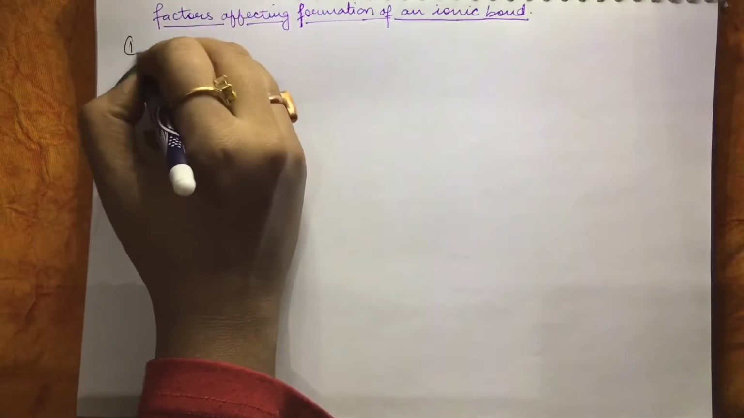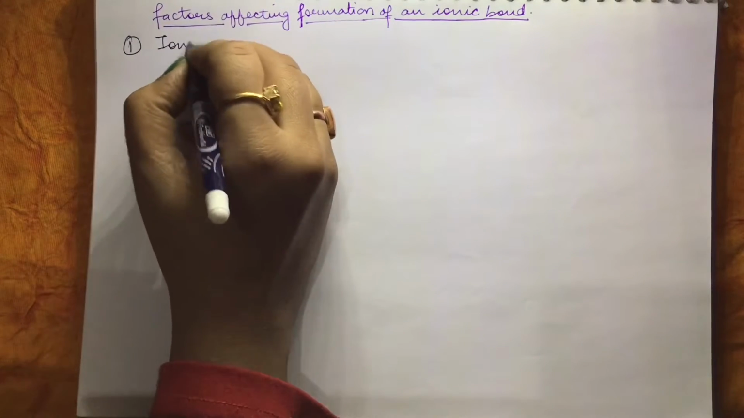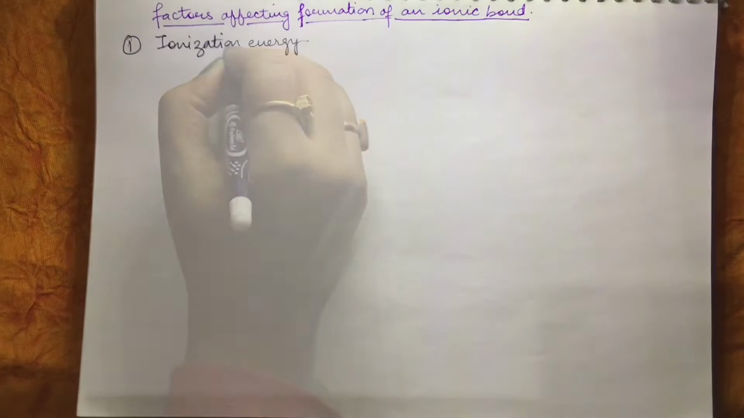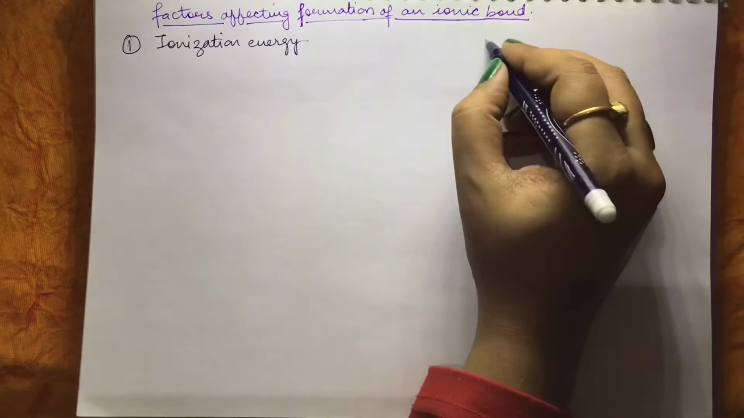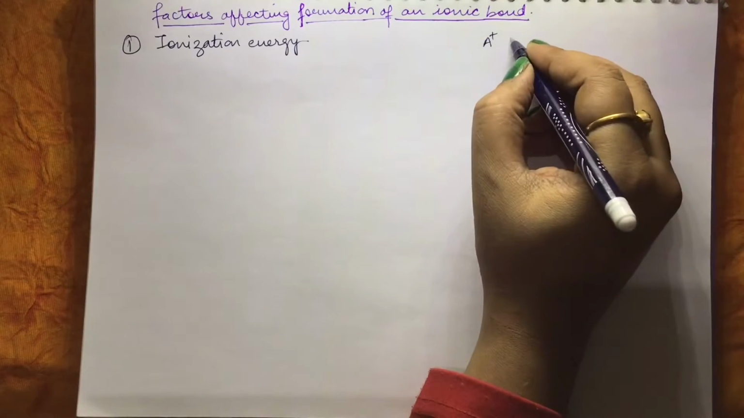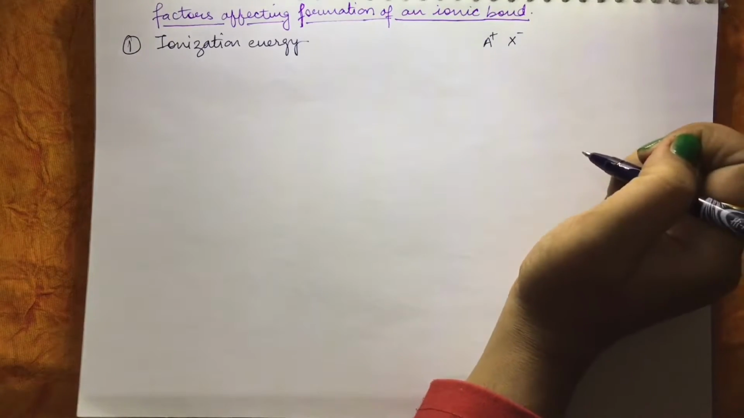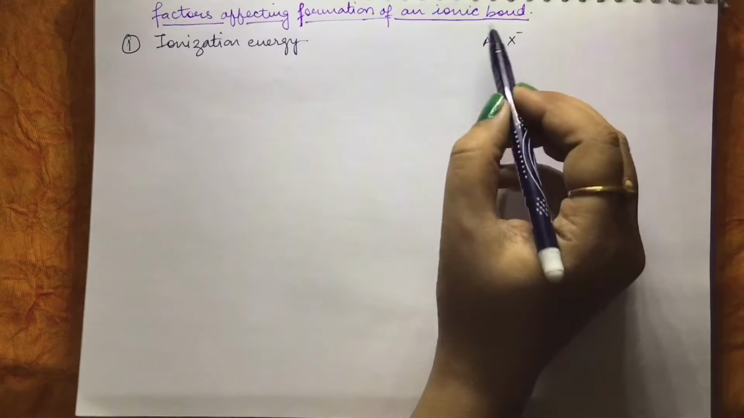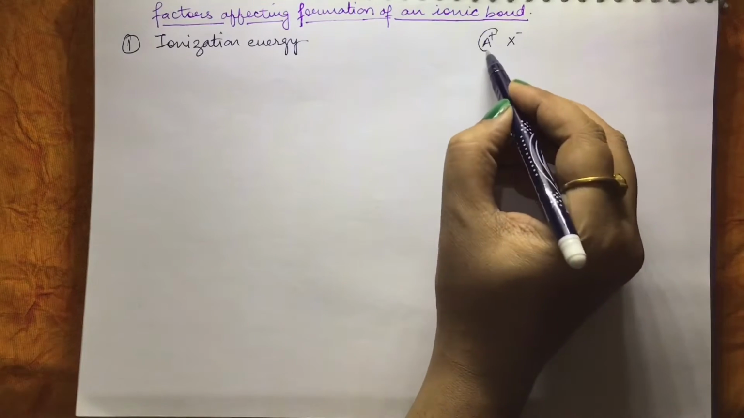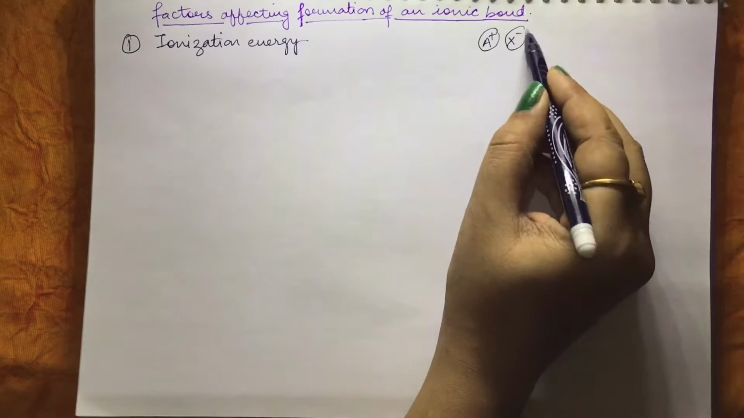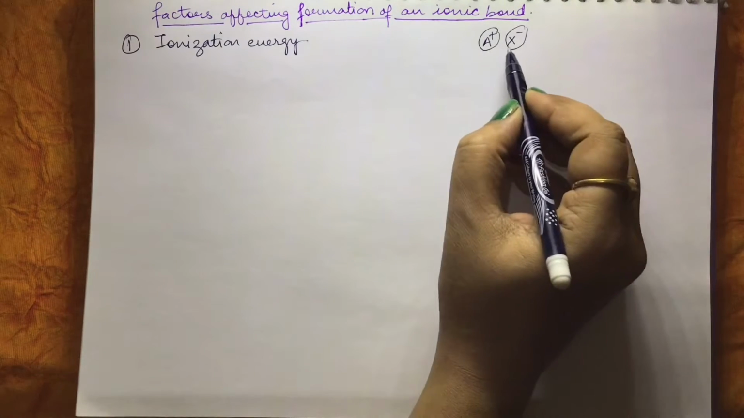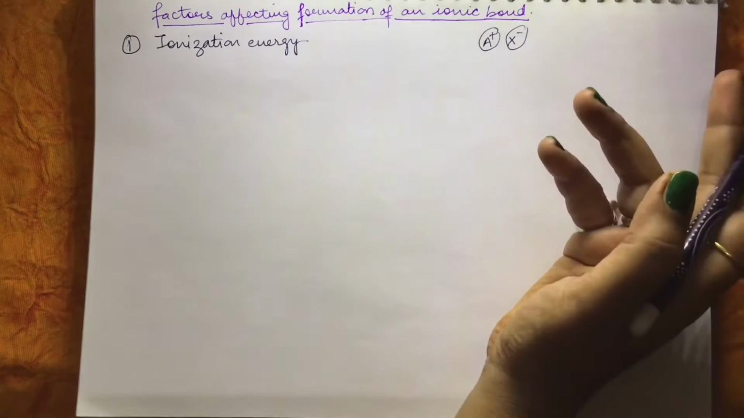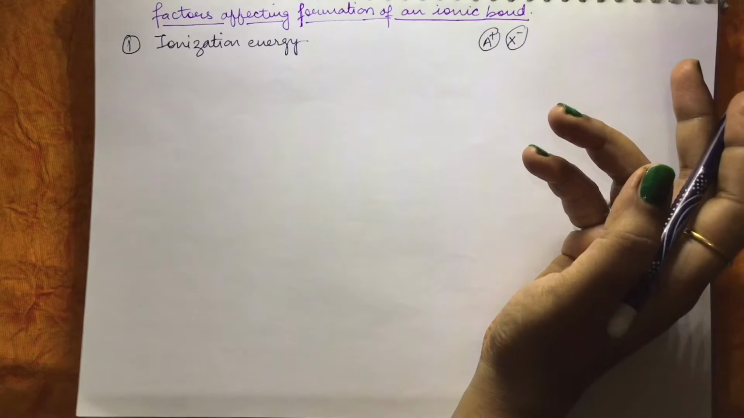Now let us see the factors which affect the formation of an ionic bond. So first factor is ionization energy. Now as you know, in the formation of an ionic bond you have a cation involved and you have an anion involved. So definitely formation of ionic bond will depend upon formation of this cation and formation of this anion. जितना ज़्यादा इनका formation fast होगा ionic bond उतना ही strong बनेगा.